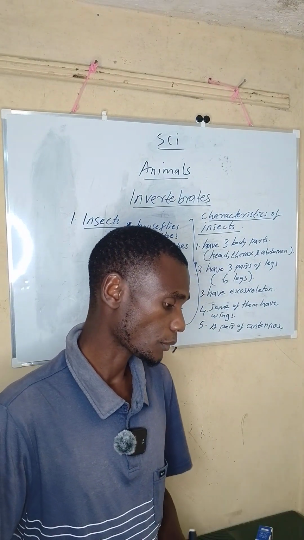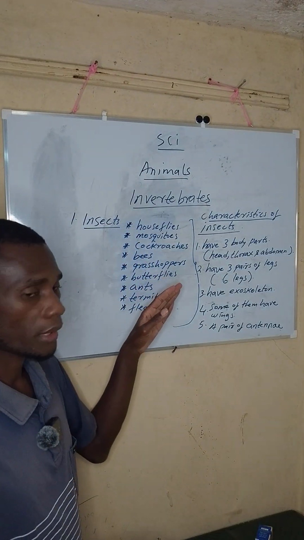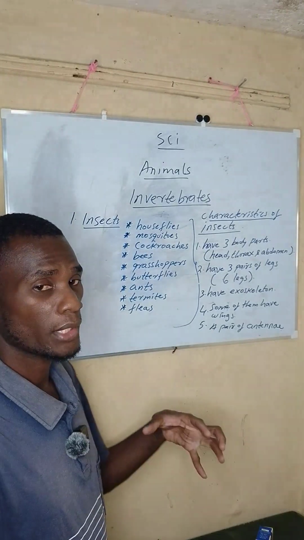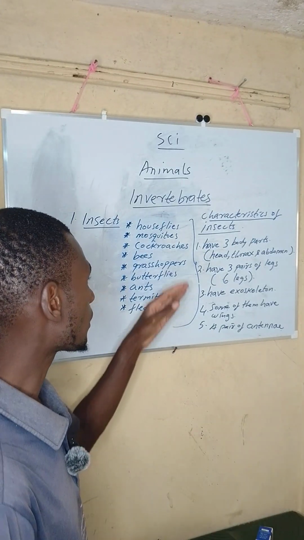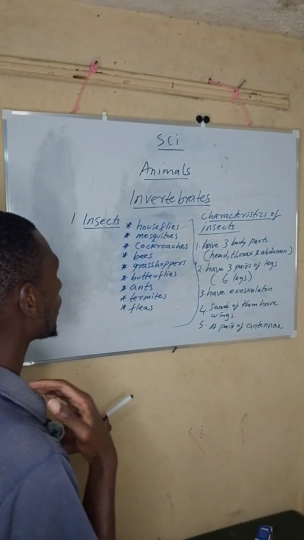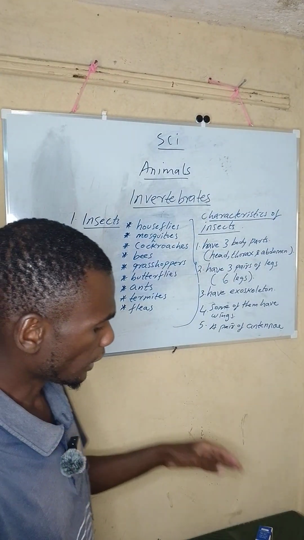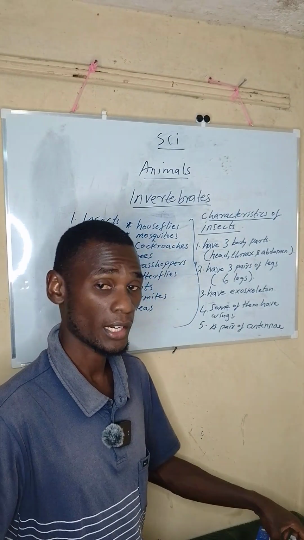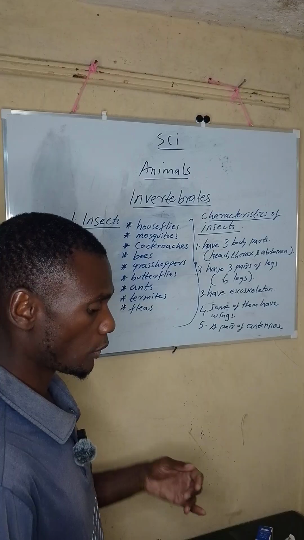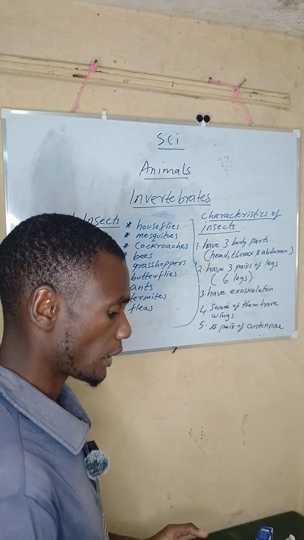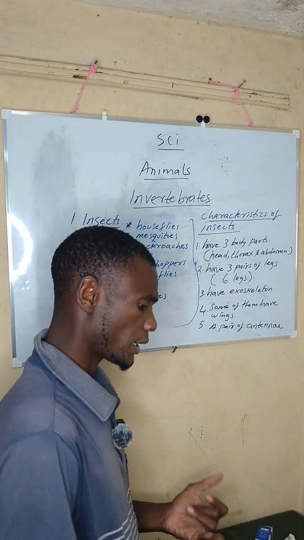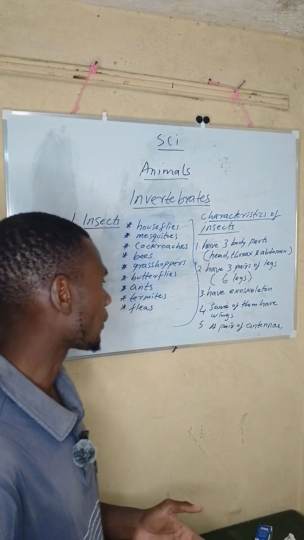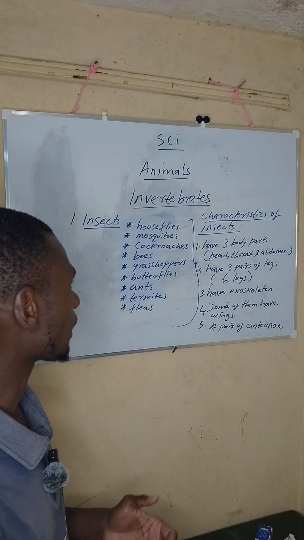Now, those are some of the examples of insects and their characteristics. There's another group here that normally confuses learners, especially when it comes to giving examples. Initially, in the past, they used to be called arachnids. Under arachnids is where we have animals like the spider, the mites, the ticks, something like that.